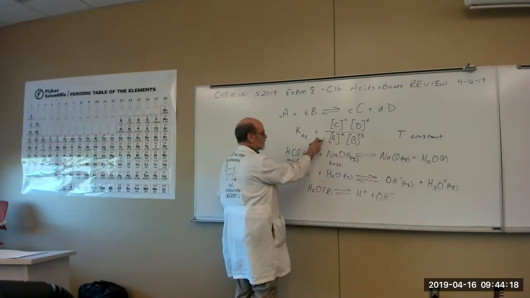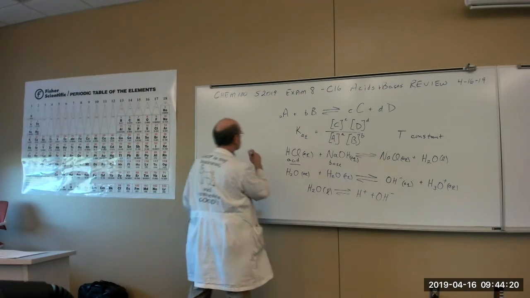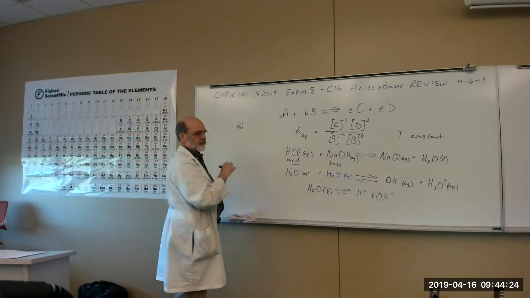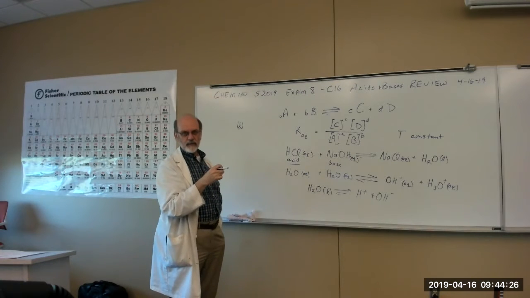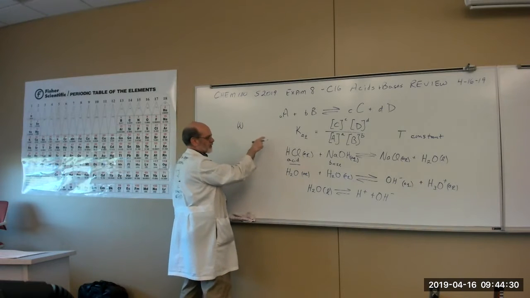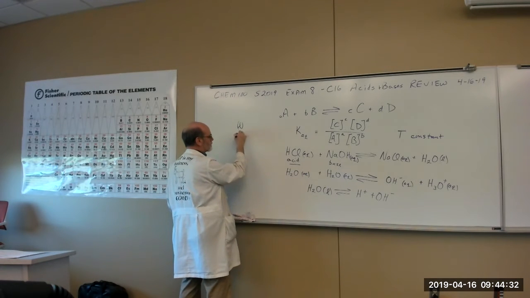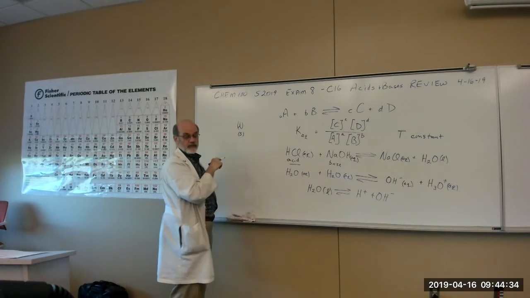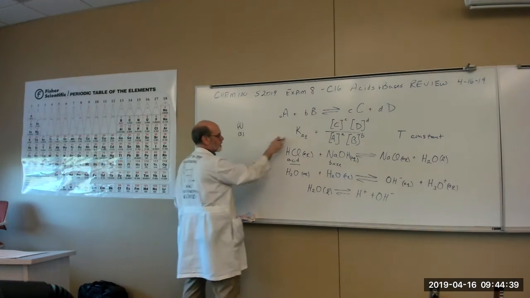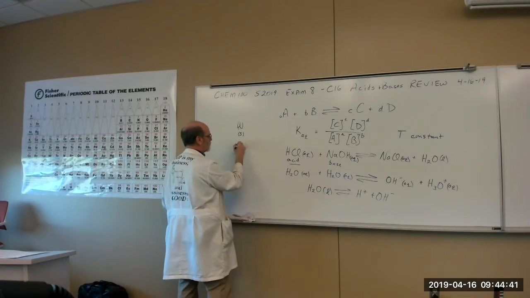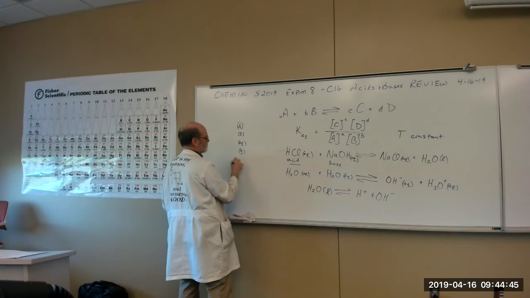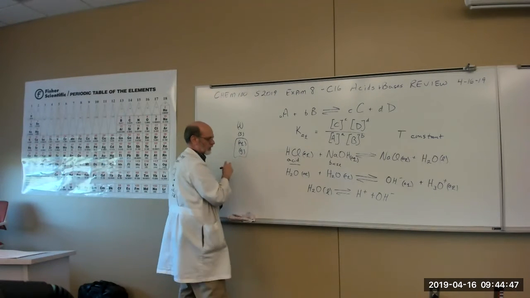When you write these expressions, if you see one of these after a compound or an element, it's excluded from the equilibrium expression. If you see one of these, it's excluded from the equilibrium expression. Solids and pure liquids never are part of an equilibrium expression. You will only have aqueous or gas. Those are included.